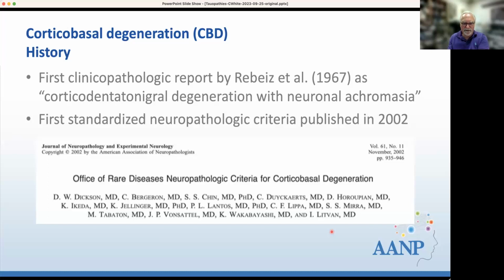I've often wondered what the Office of Rare Diseases looks like. I envision it as maybe like a janitor's closet or a broom closet back in some corner of the NIH.